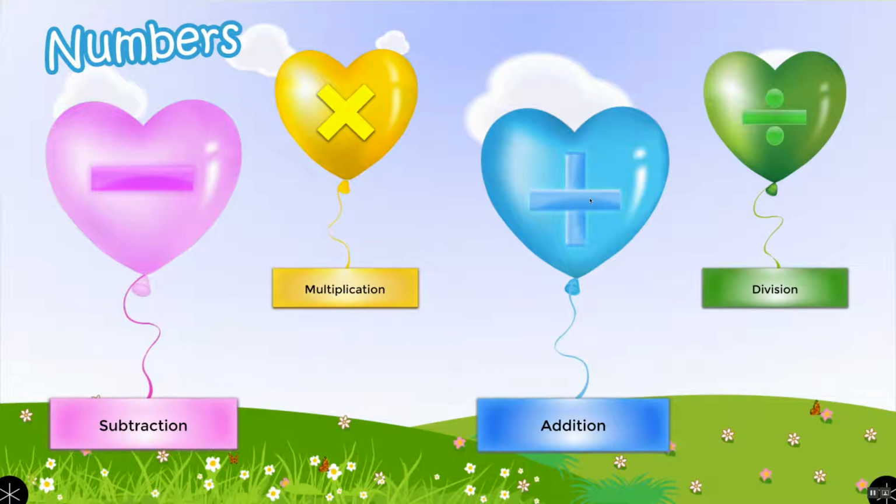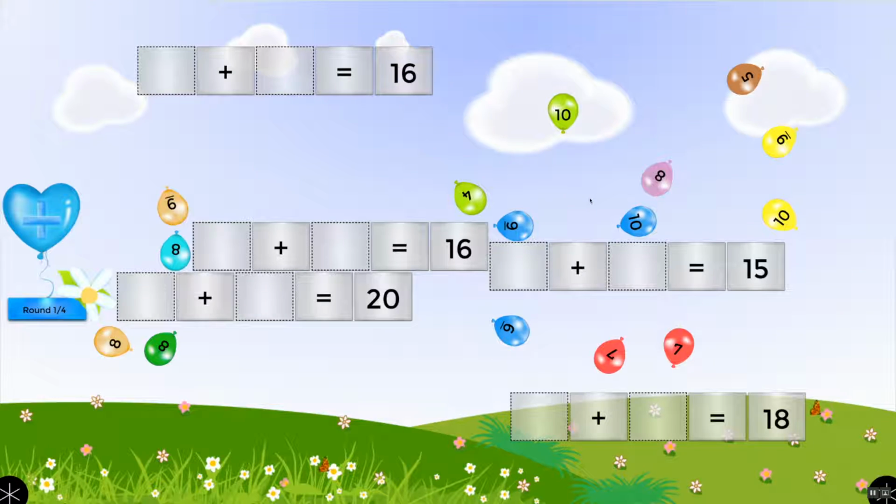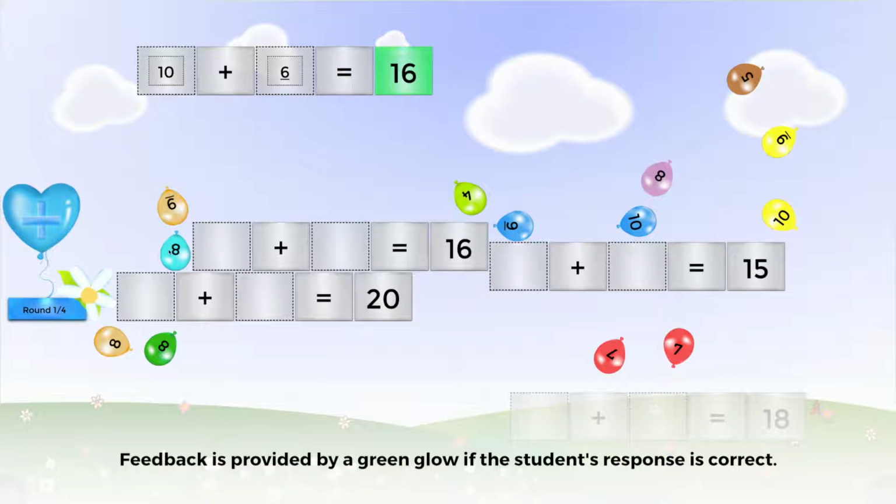For each operation, students are presented with horizontally oriented math problems. Students move numbered balloons into boxes so that their combined values are equal to the answers in the rightmost boxes. If correct, the square will glow green.